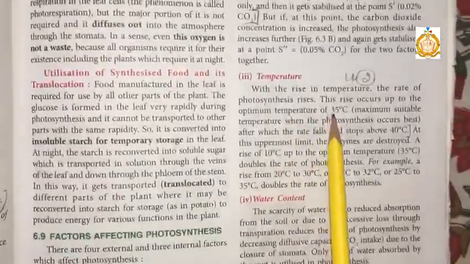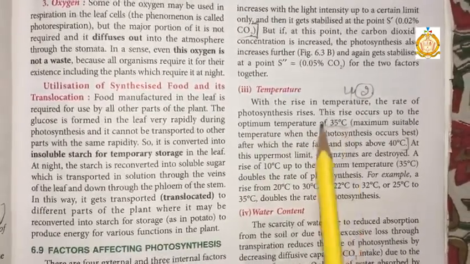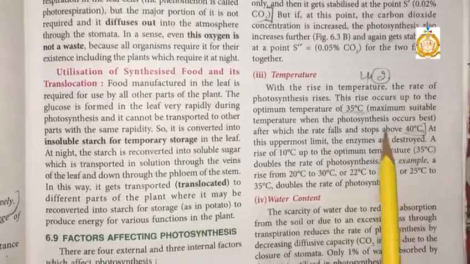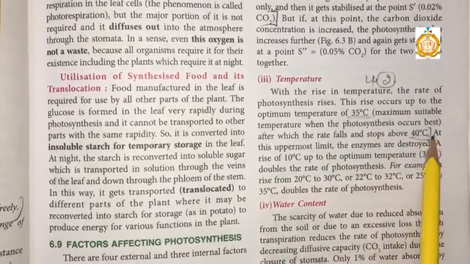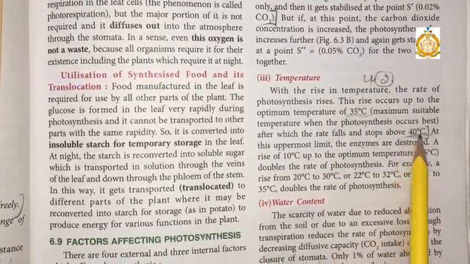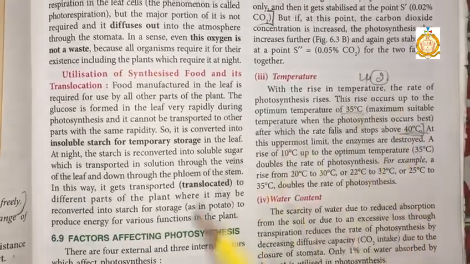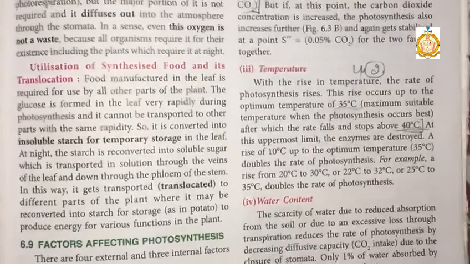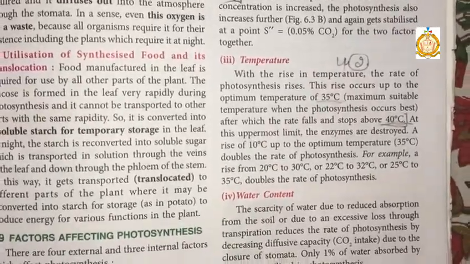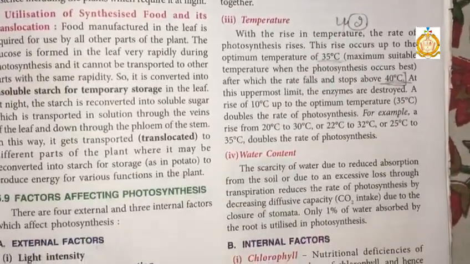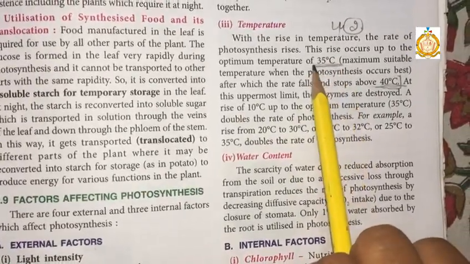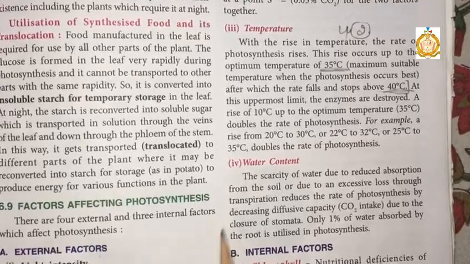Temperature. Up to an extent, temperature facilitates the photosynthesis process. The optimum temperature is 35 degrees Celsius and the maximum is 40 degrees Celsius. If the temperature is above this, it destroys the stomata of the leaves, which are responsible for photosynthesis, and afterward the photosynthesis process does not take place. So the optimum temperature is 35 degrees Celsius, up to which the photosynthesis process takes place.